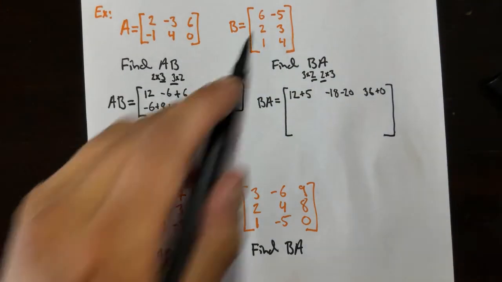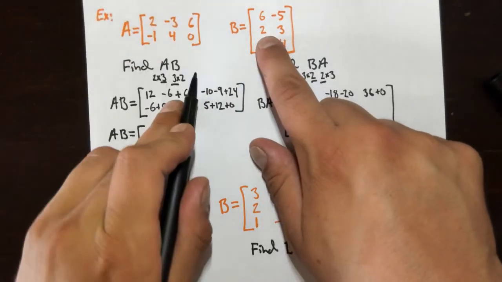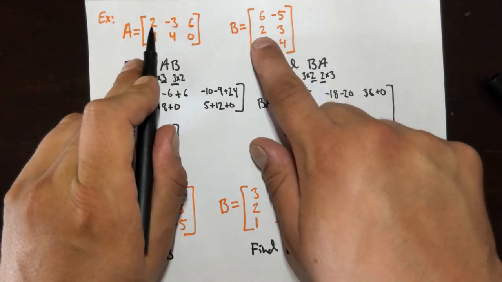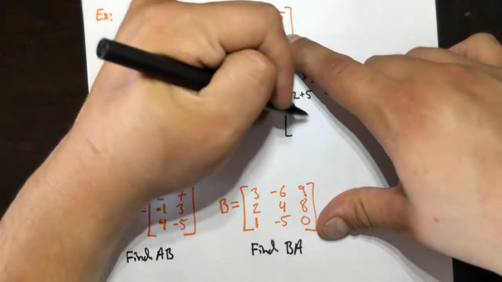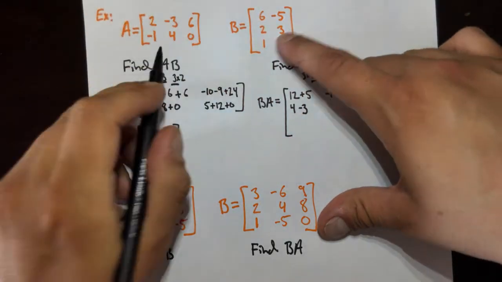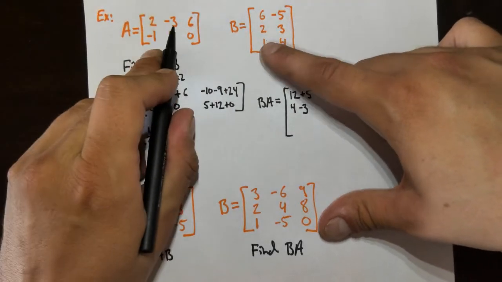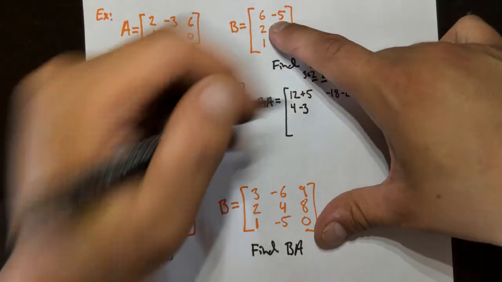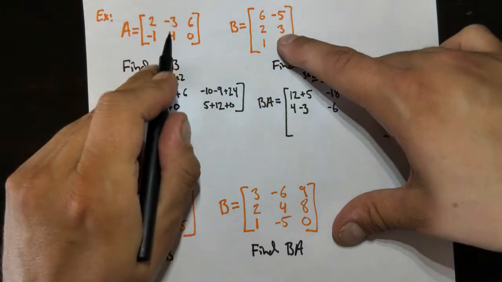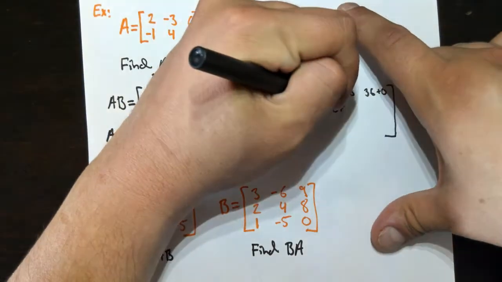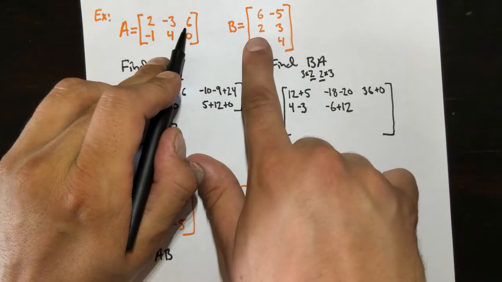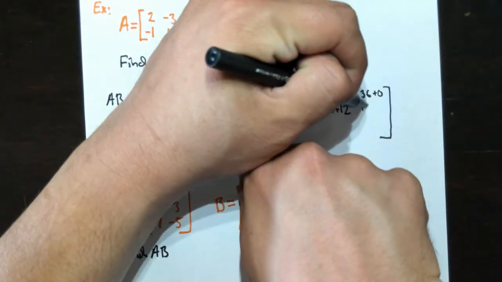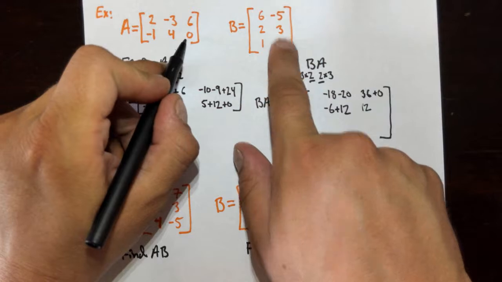Now, we're going to take the middle row of B and multiply it by the 3 columns of A. So 2 times 2 is 4. 3 times negative 1 is minus 3. And then do the same thing with the second column. 2 times negative 3 is negative 6. 3 times 4 is 12. And then do the same thing with the last column. 2 times 6 is 12. 3 times 0 is 0.